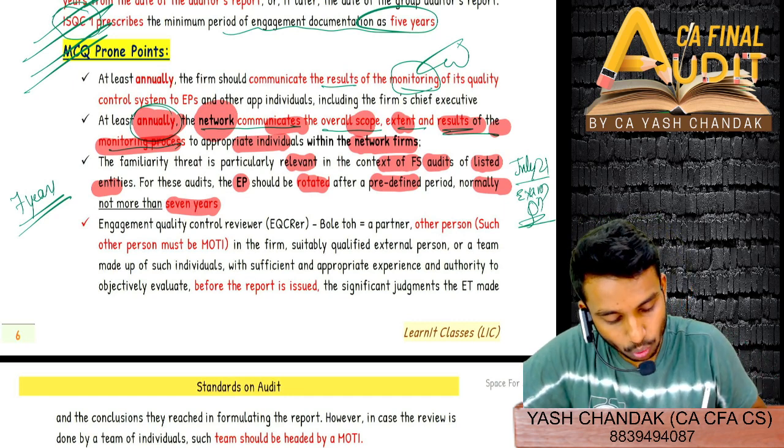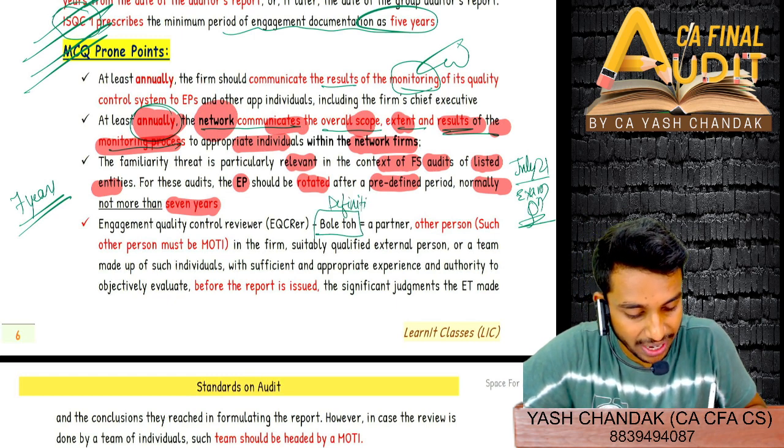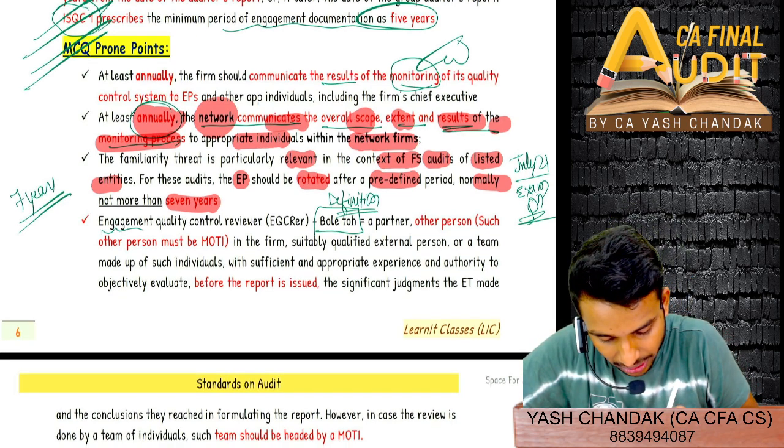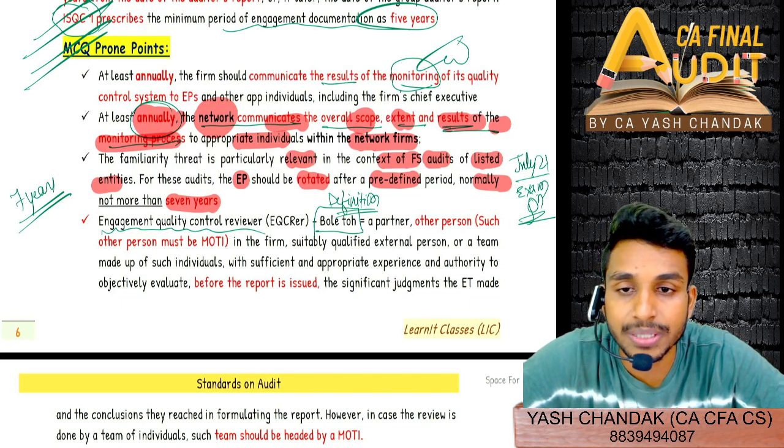Then the engagement quality control reviewer. As I told you, wherever I find that a definition is important or might come in the exam, I'll simply communicate it here. EQCRR. Who is the engagement quality control reviewer? Who will be the EQCRR?